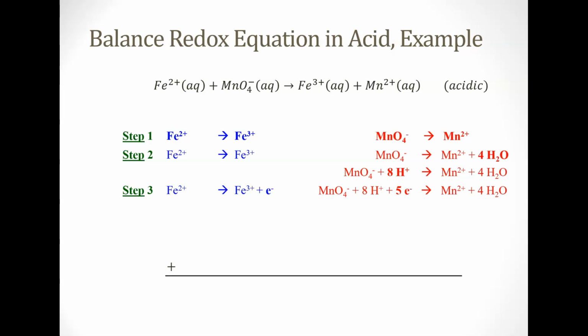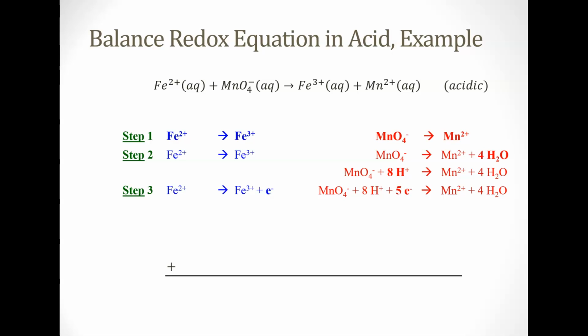Step 3 is balance the charge. So we have 2+ on the reactant side for the iron, 3+ on the product side. If we add an electron to the product side, the net charge is 2+, which balances out with a net charge of 2+ on the reactant side. We must add 5 electrons.